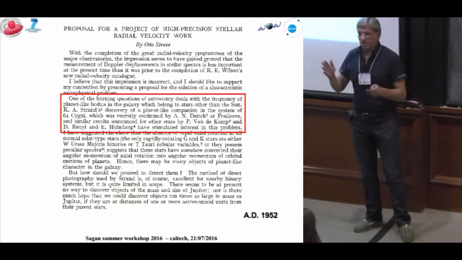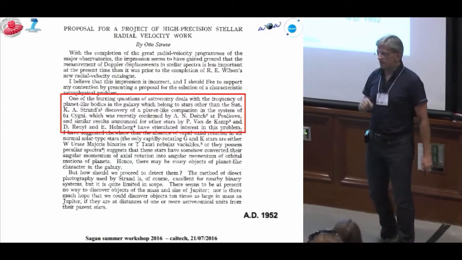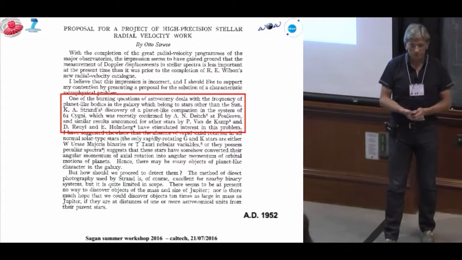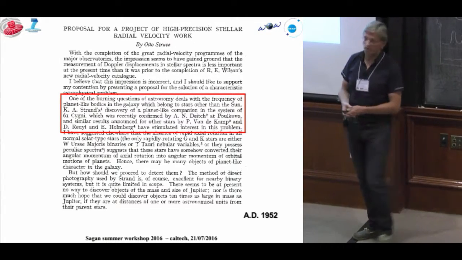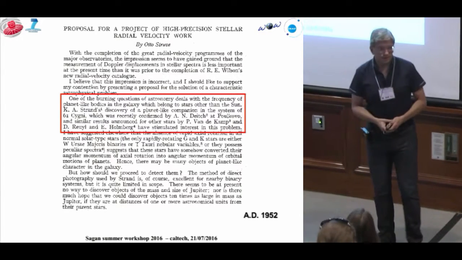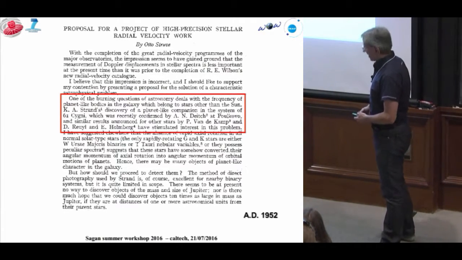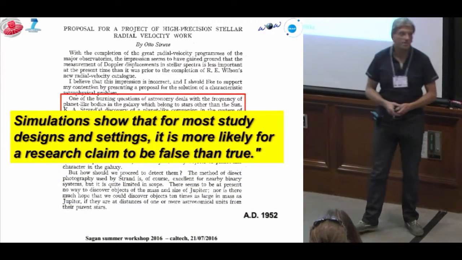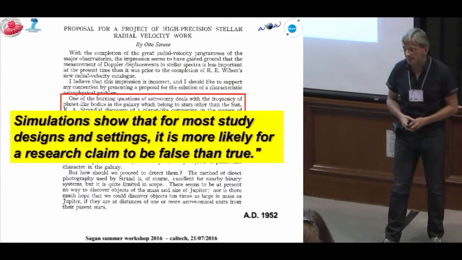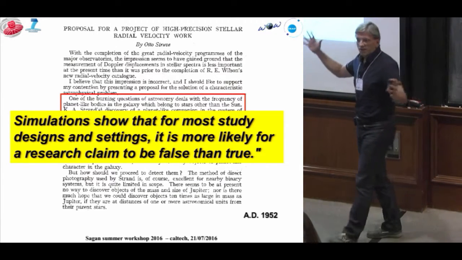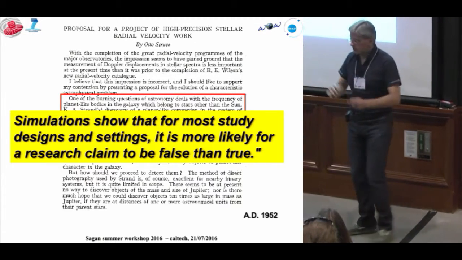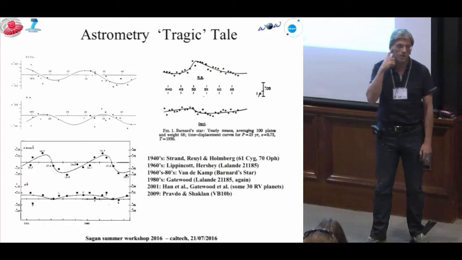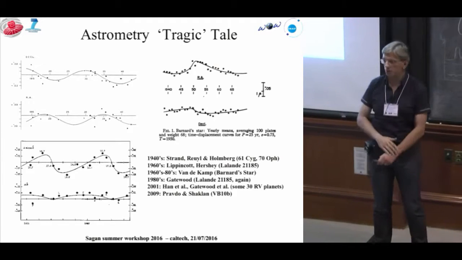Have you heard of any of these being given a lot of the contribution to planet discoveries for astrometry? No, you have not. Because, as Eric Ford has shown in a talk a couple of days ago, simulations show that usually claims are more often wrong than right. And in fact, to make a very long story short, the path of planet discovery with astrometry is full of blunders, unfortunately.